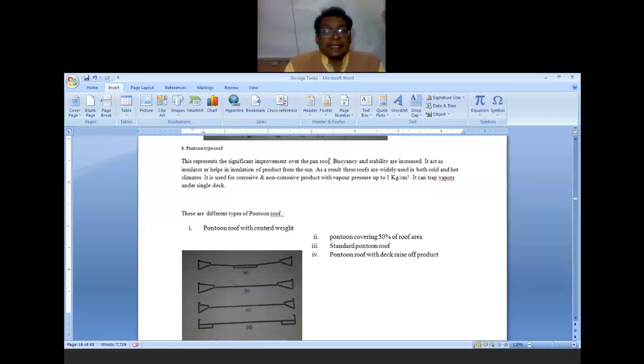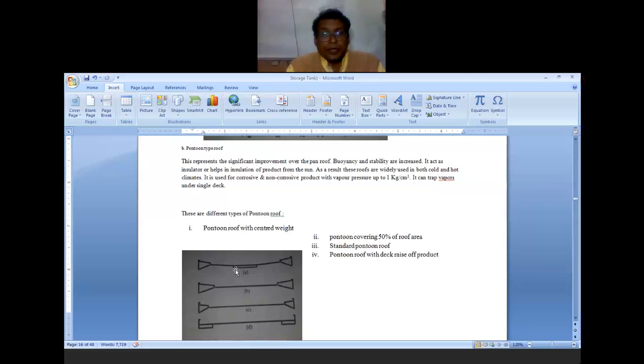Now next is the pontoon roof. In the case of the pontoon roof, this area is increased. This represents a significant improvement over the pan roof. The buoyancy and the stability are increased. It acts as an insulator, or helps in insulation of the product from the sun rays. As a result, these roofs are widely used in both cold and hot climates. It is used for corrosive and non-corrosive products with vapor pressures up to 1 kg per square centimeter. It can trap vapors under this single deck. Slight vapors can be accommodated in this.